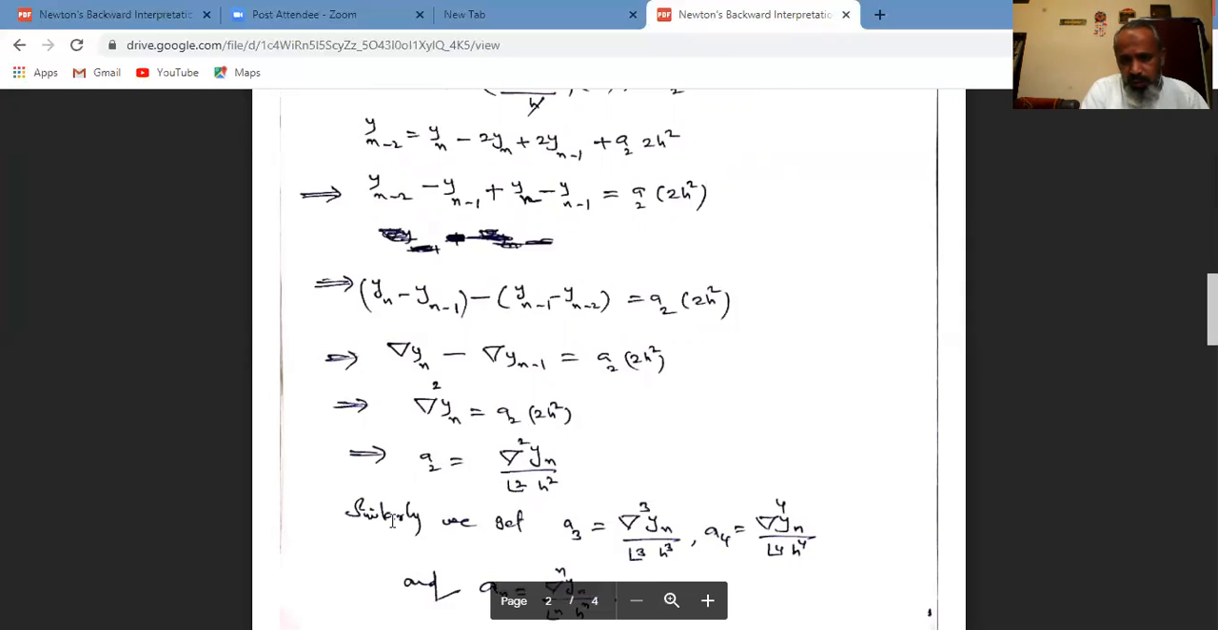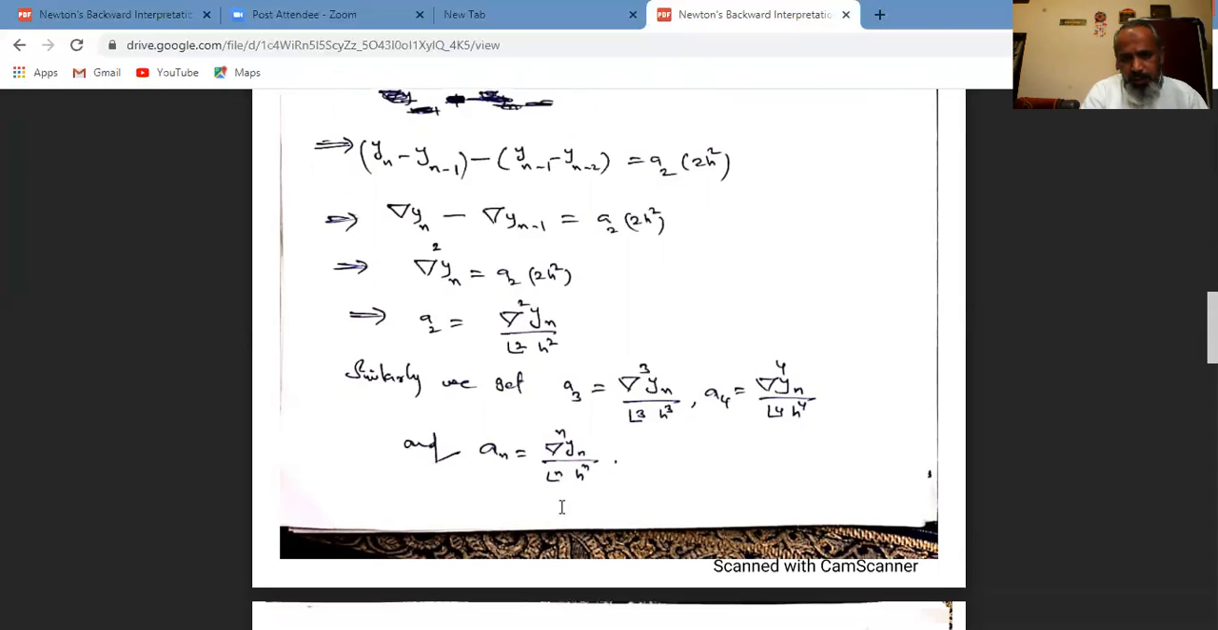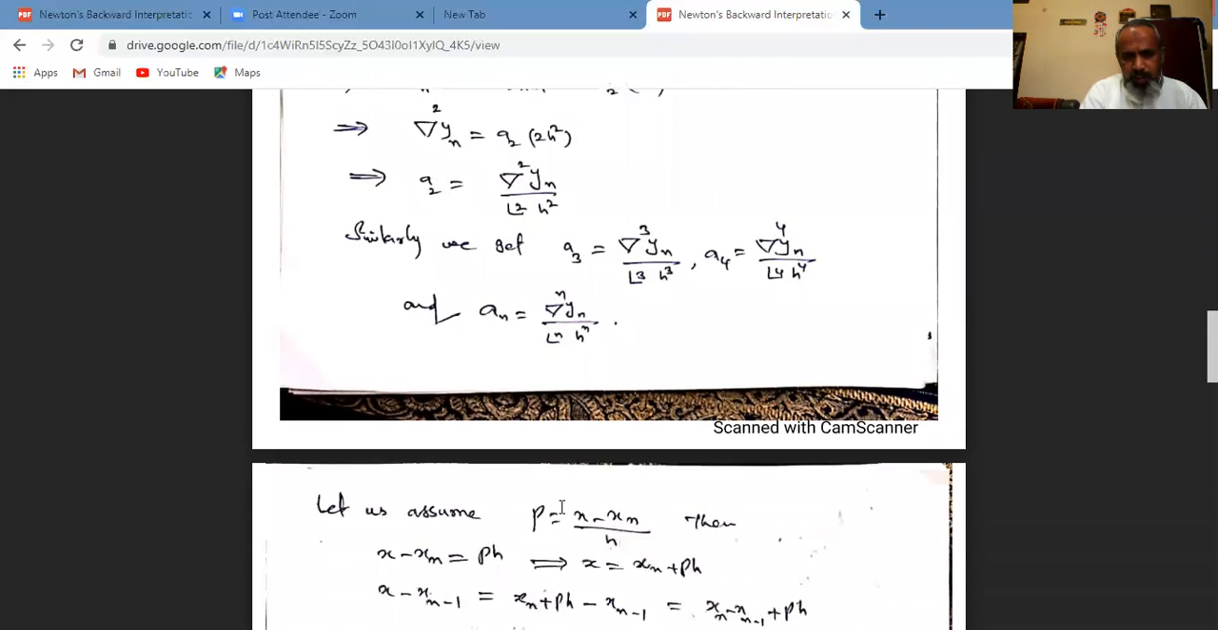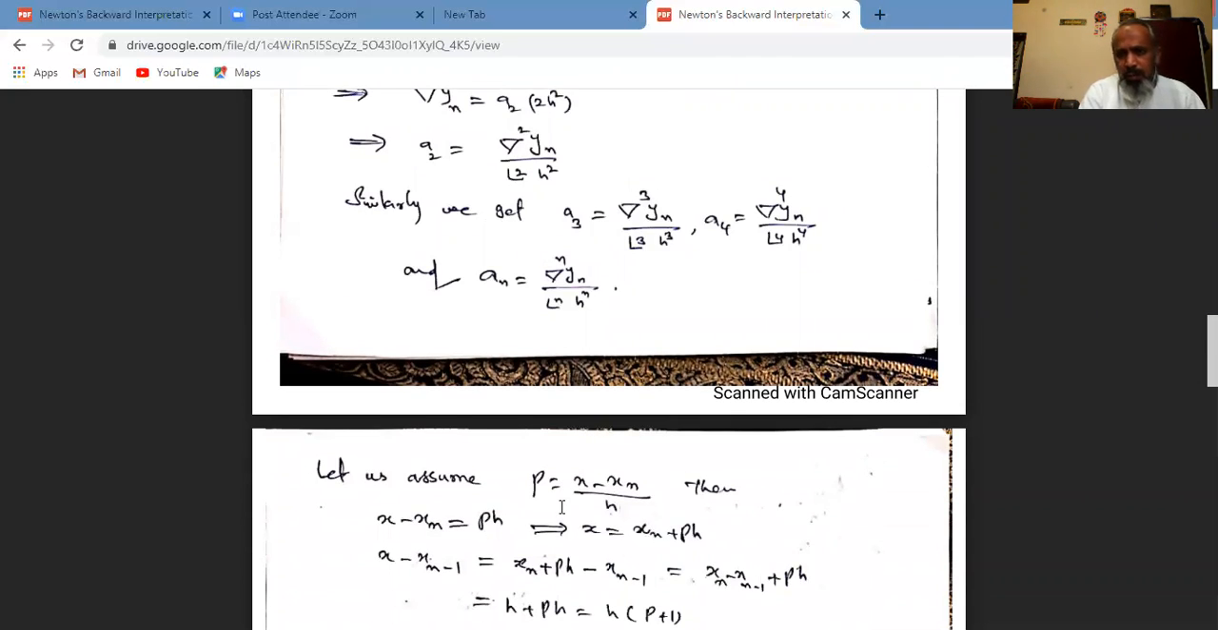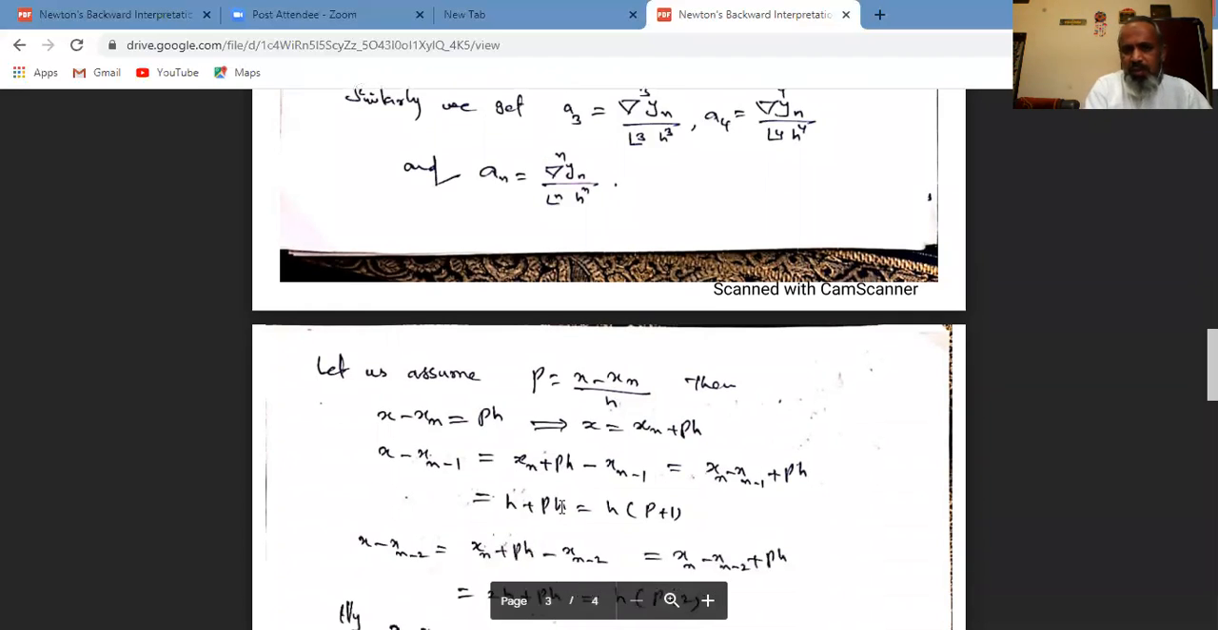Similarly, by substituting x equal to x(n-3), x(n-4), x(n-5), etc., we get the a3 value as nabla cube yn by factorial 3 into h cube, the a4 value as nabla 4 yn by factorial 4 into h power 4, and the an value as nabla power n yn by factorial n into h to the power n. So these are the constants we have determined: a0, a1, a2, a3, and so on up to an. Now we are assuming, to write the formula in a more compact form, p is equal to (x minus xn) by h. So we are assuming here the p value.